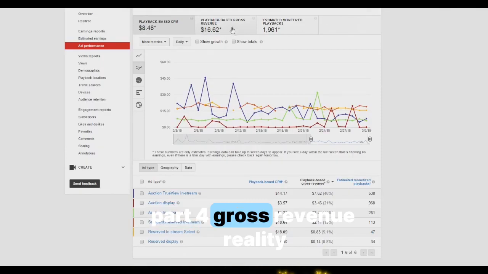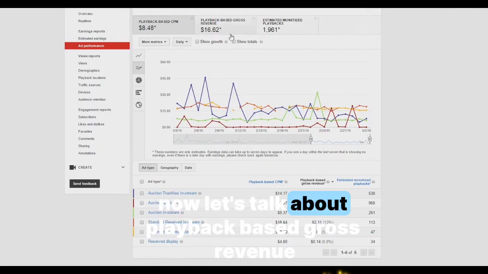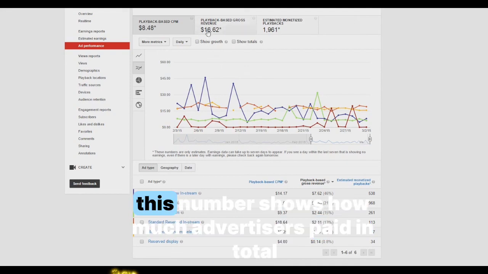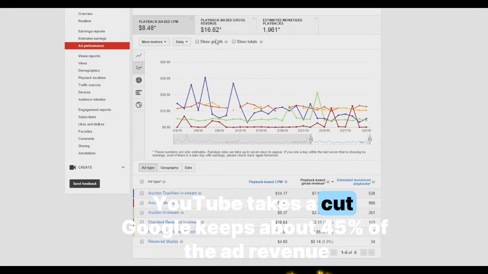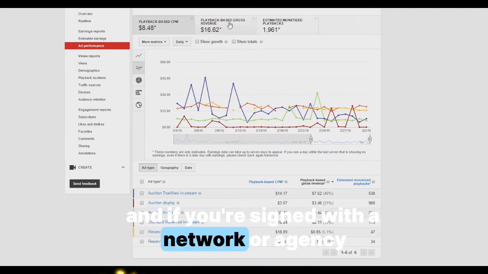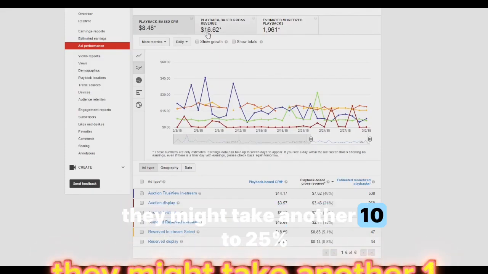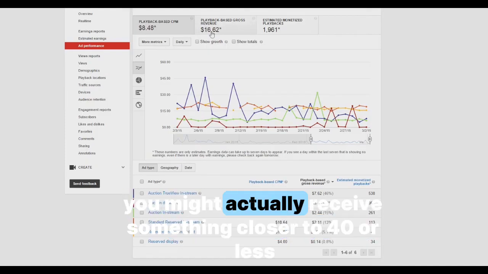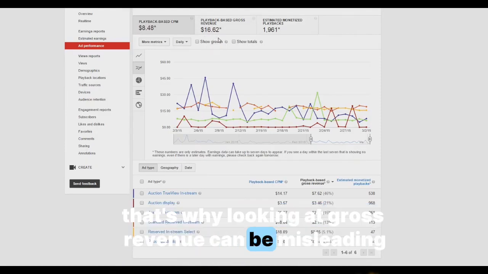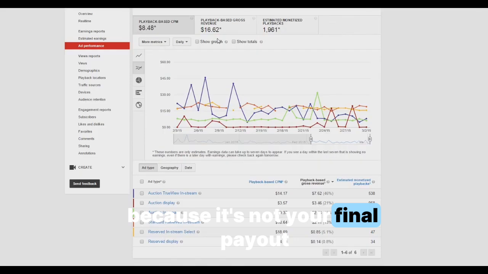Part 4. Gross revenue reality. Now let's talk about playback-based gross revenue. This number shows how much advertisers paid in total. But here's the truth most new creators don't know. YouTube takes a cut. Google keeps about 45% of the ad revenue, and if you're signed with a network or agency, they might take another 10 to 25%. So if advertisers paid $100, you might actually receive something closer to 40 or less. That's why looking at gross revenue can be misleading, because it's not your final payout.